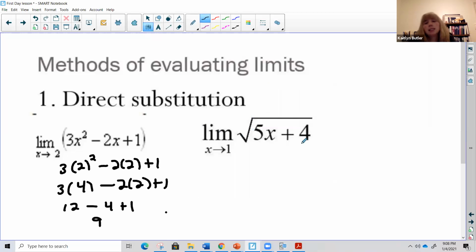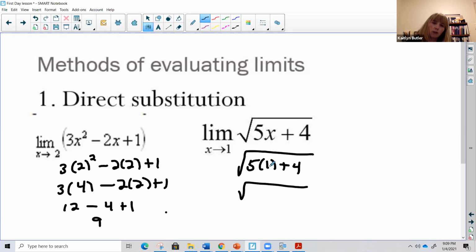Okay, so this is the same idea. We first see if the limit exists by just plugging in the value for our x. So I'd have the square root of 5 times 1 plus 4. The square root of 5 times 1 is 5, plus 4 is 9, and then the square root of 9 is 3. So this limit would equal 3.